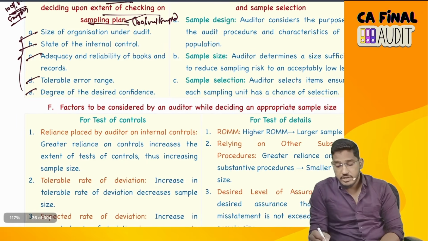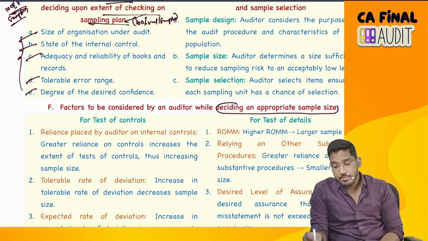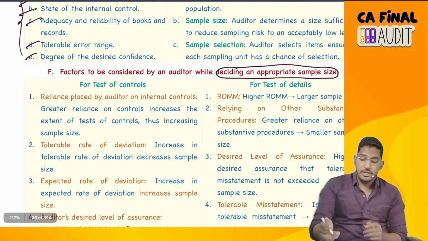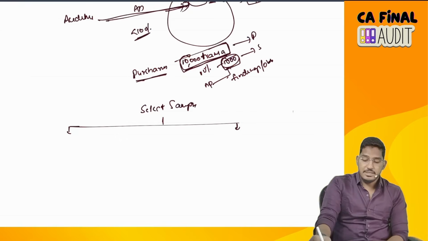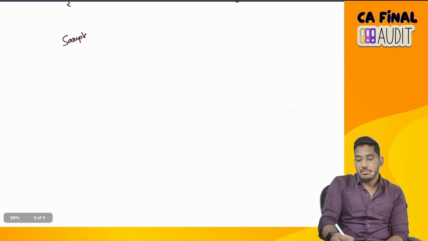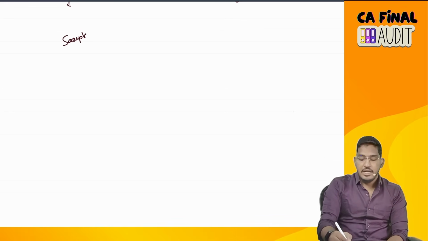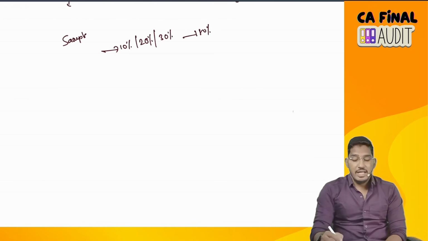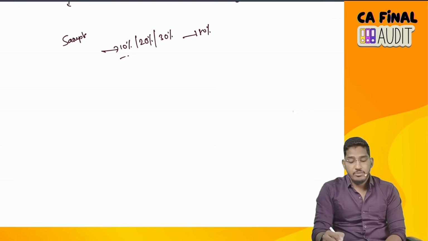Now, what are the factors which are required to be considered by the auditor while deciding an appropriate sample size? Sir, what do you mean by sample size? First of all, sample size means how many items will be there in your sample. For example, will your sample size be 10%? Will your sample size be 20%? Or 30%? Or 80%? The number of items in your sample, I am going to call it sample size.